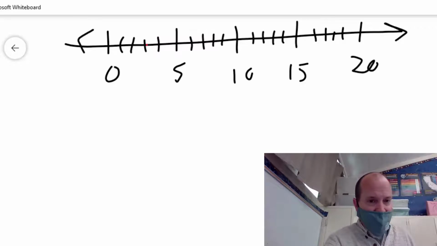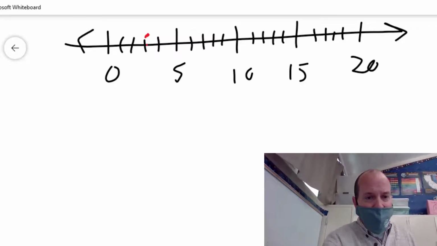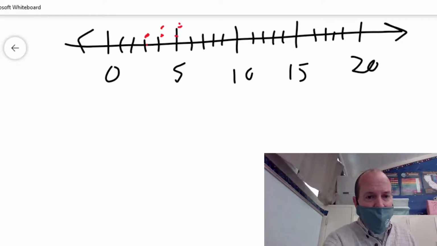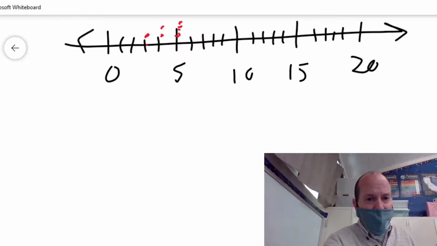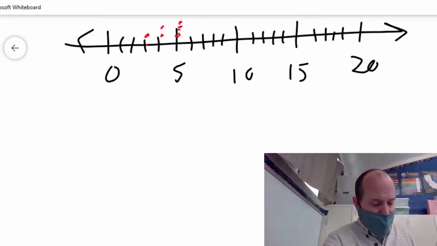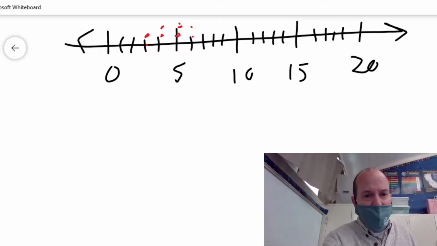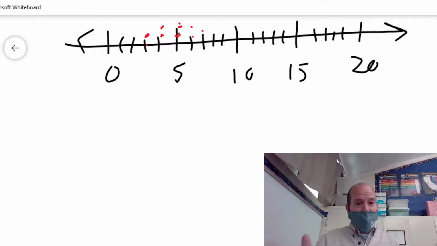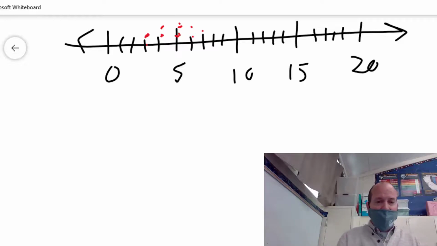Try that again. 3. And then a couple numbers at 4. And maybe 3 numbers at 5. Can you see the 3 dots at 5? 1, 2, 3. And then 2 numbers at 6. And then 1 number at 7. So that's symmetric because there's 1 on the left and 1 on the right, and then 2 left, 2 right, and then 3 in the middle.